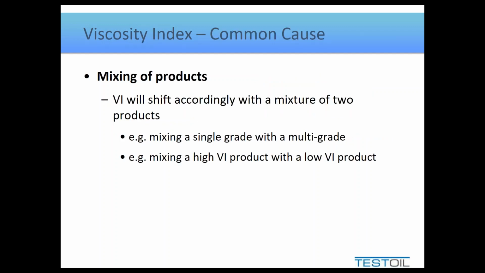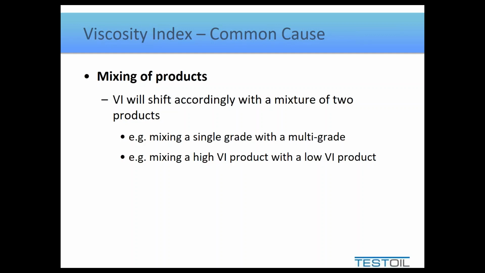The most common cause for VI to change would be mixing of products. If you've got more than one product present, they will probably have different VIs. You will get a VI somewhere in between the 2 VIs as an end result. This can happen reasonably commonly because, generally speaking, most sites, if they have 2 oils of the same viscosity, even if they're for the same application, like they're both gear oils or they're both pump oils or something along that line, they probably exist as 2 different lubricants because they will have different VIs.